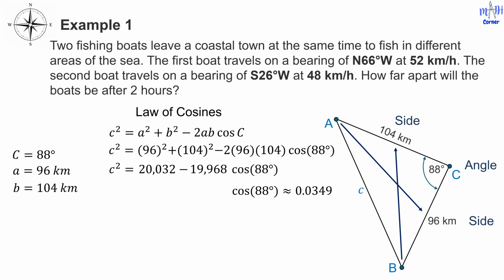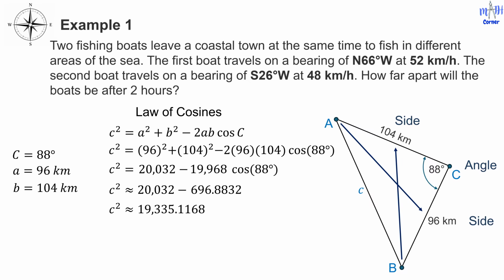Cosine of 88 degrees is approximately equal to 0.0349. 19,968 times 0.0349 is equal to 696.8832. So C squared is approximately equal to 20,032 minus 696.8832. C squared is approximately equal to 19,335.1168.